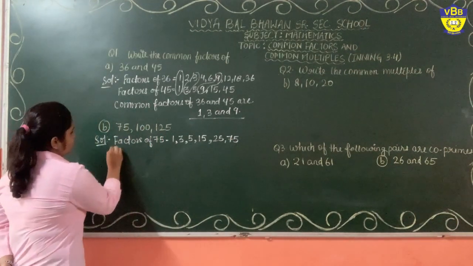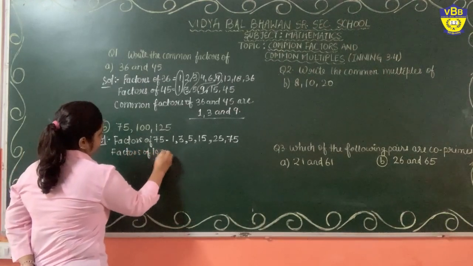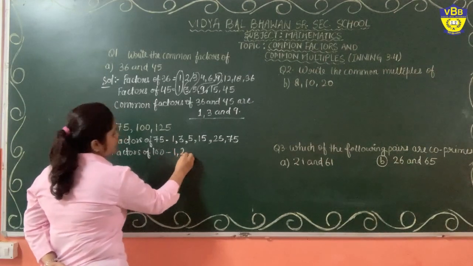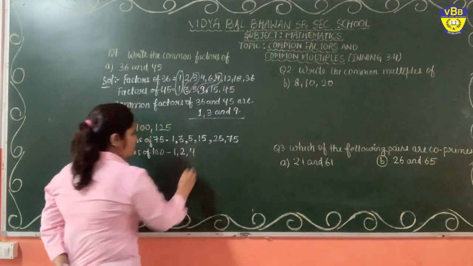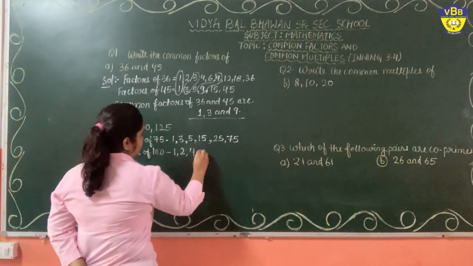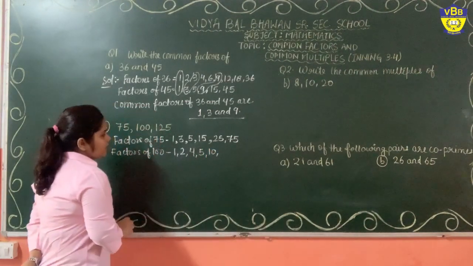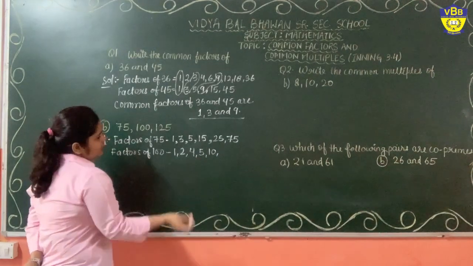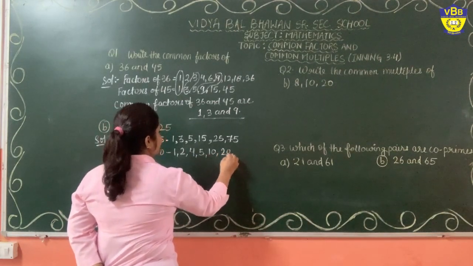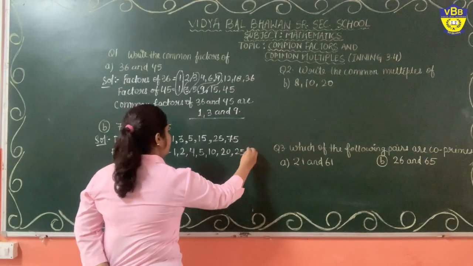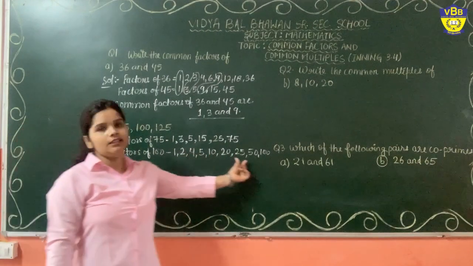Next one, factors of 100. It comes in the table of 1, 2, does not come in the table of 3. It comes in the table of 4, then 5, then 10, then directly it comes in the table of 20, 25, 50 and 100. You know how we have listed these factors?